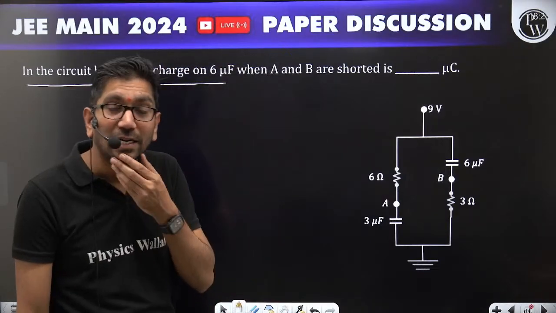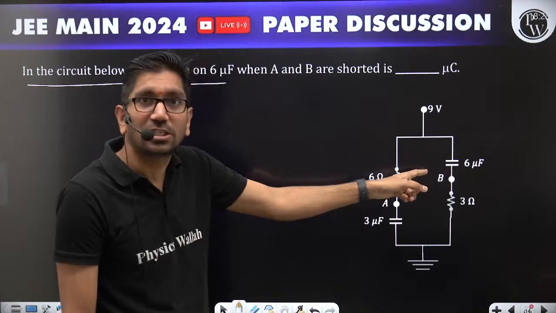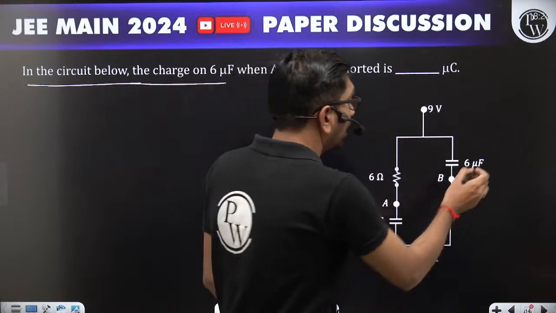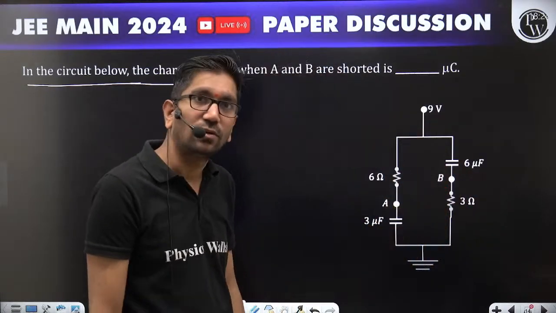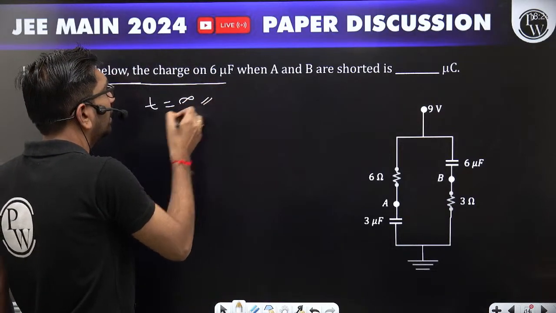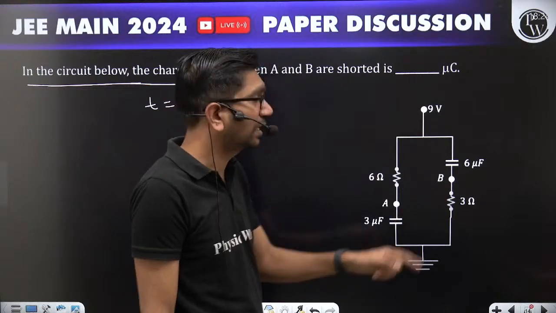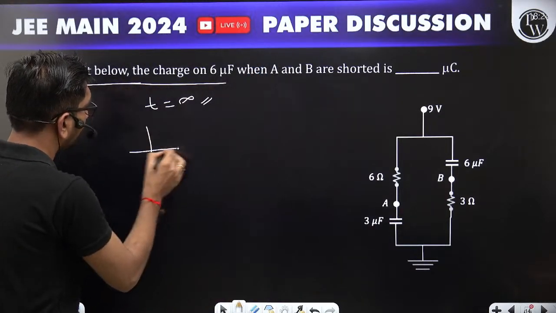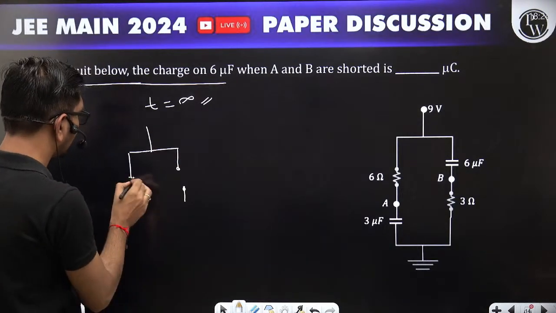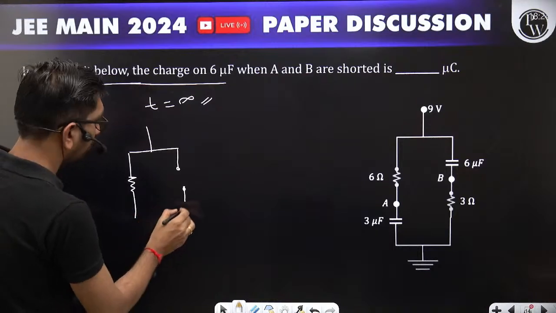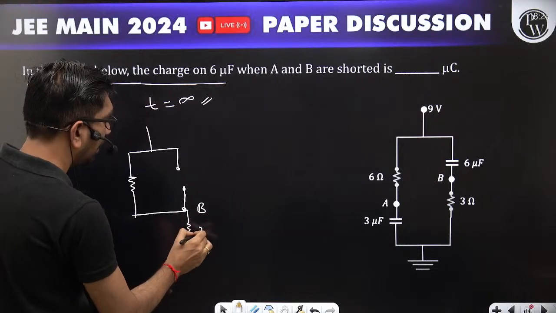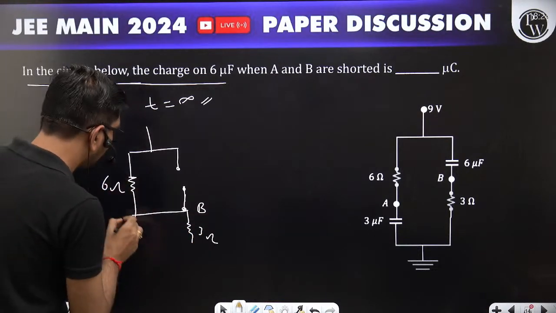In order to calculate the charge present on the 6 microfarad capacitor, what do we have to do? See here, we have to calculate the voltage first, right? Now, this is possible only in a steady state, right? At time t equal to infinity. The circuit diagram becomes like this. I'll show you. The circuit diagram at time t equal to infinity becomes like this. So this is the point B. So here you have a 3 ohm. Here you have 6 ohms. This is point A.